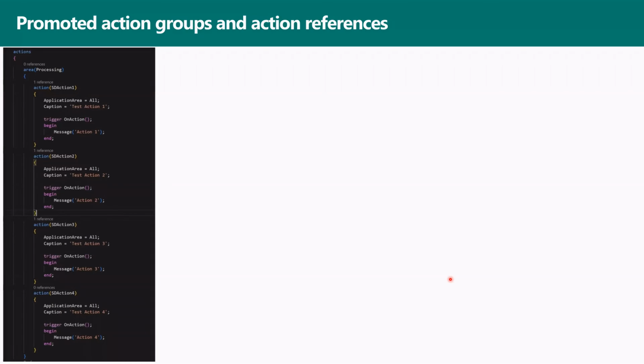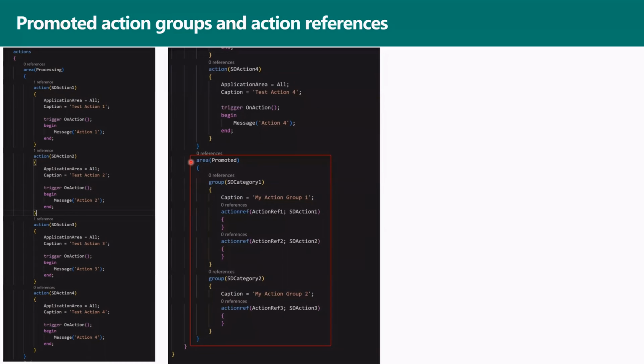So, for example, if I have some actions here, action 1, 2, 3, 4, I have defined my actions in my page. This is a piece of a page definition. And I want to promote some of these actions in a particular way. I can, for example, open the area promoted, go into the area promoted, and create some groups. For example, my action group 1, my action group 2. And on each group, I can place the reference to the action that I want inside that group.